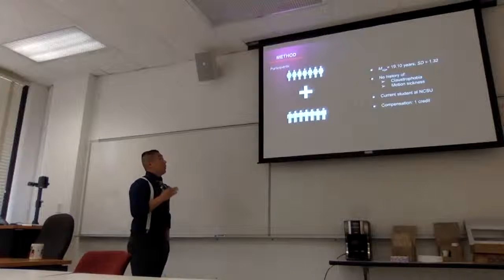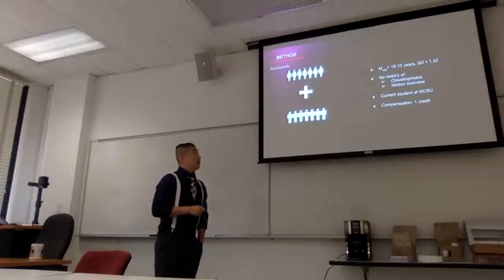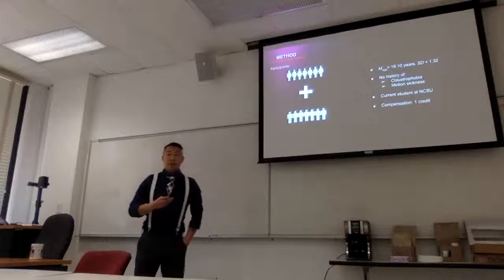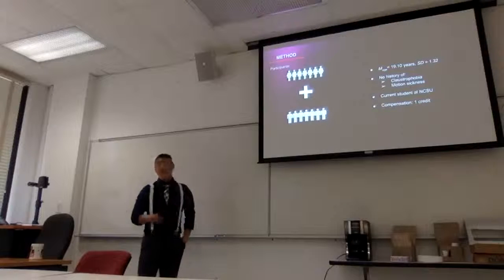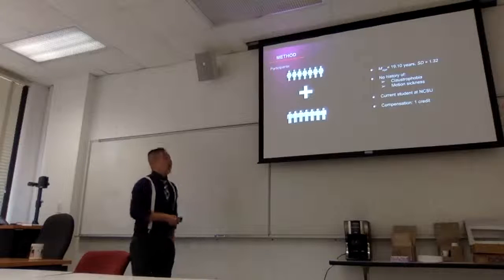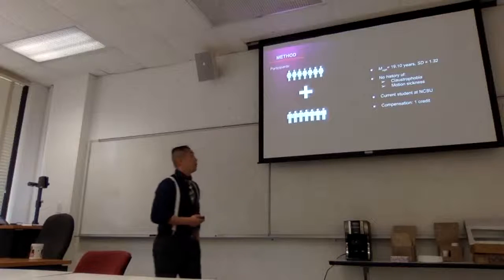First, we had 7 females and 7 males with a mean age of 19 years old and a standard deviation of 1.3. They had to have no history of claustrophobia or motion sickness, and had to be a current student at NCSU, or current student, right? Okay, good. We compensated 1 credit per half hour per unit.